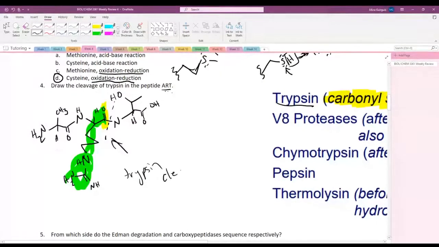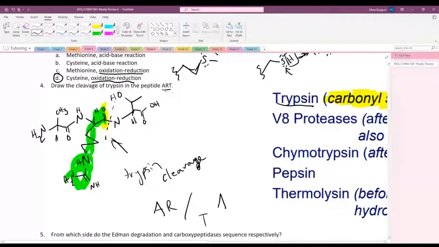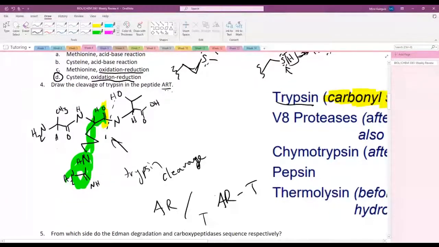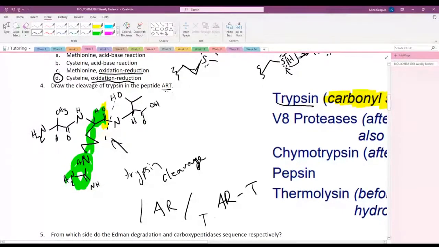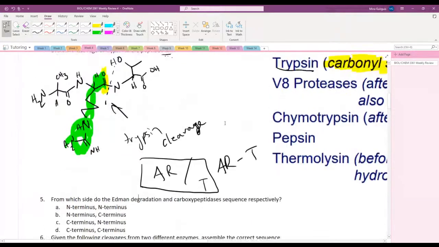Trypsin cleavage. You don't need to know the exact mechanism of action of any of these proteases or chemicals that cleave things, but what you would need to know is, I'm going to draw AR and I'm going to draw T. So this would be what I'm left with. You can draw a slash between them. You can say AR, T, something like that. That's what we do need to be aware of, because this is most likely what you're going to be asked about. What will be remaining after the cleavage of trypsin from the peptide ART? Something like that. Okay. All right.